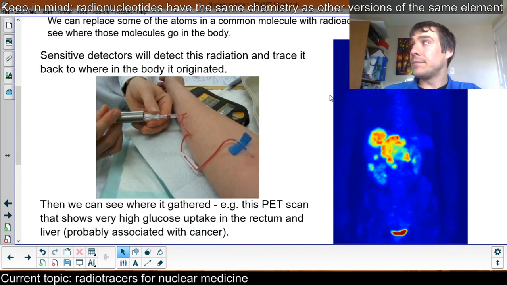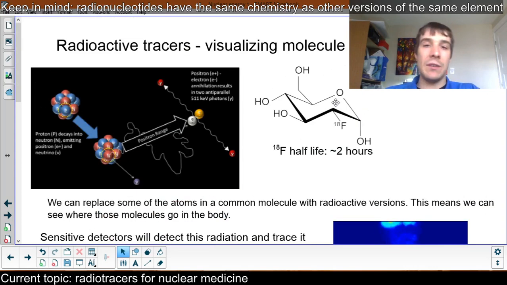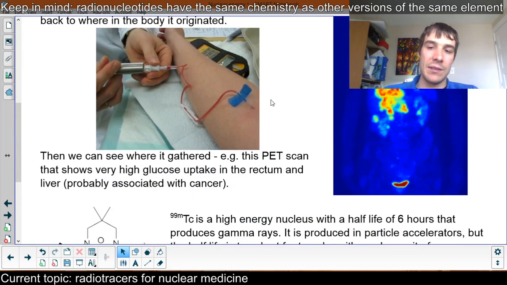There's a bunch of different isotopes for this. This is a very common one for tumors and stuff. You can also get radioactive iodine put into you, because there are certain cancers like thyroid cancer that like to take up radioactive iodine, and you can trace it around the body.